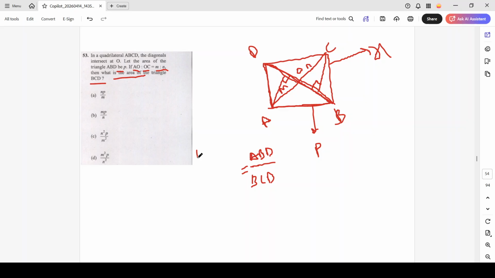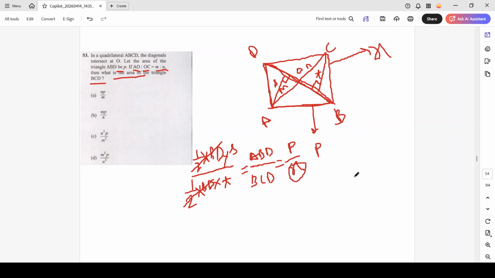Now what will be the area of ABD? Half into base BD, and the perpendicular, let's say S, and let's say this one is T. So half BD into S. Now in BCD, there is the same half into the same base BD, and the perpendicular is T. The area of ABD we have been given as P, and we have to find BCD, which is X. Half BD cancels out with half BD. Now we have to find the value of X.